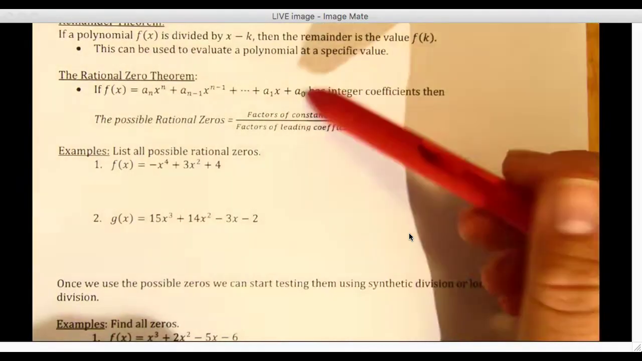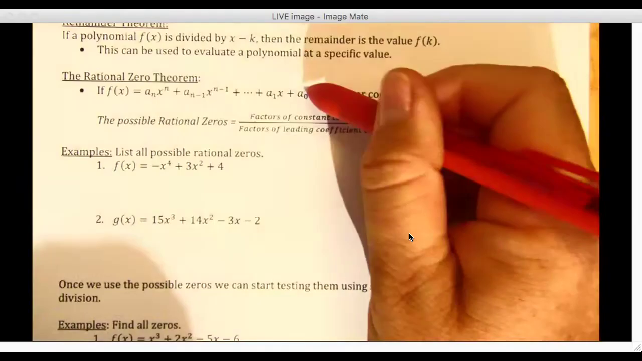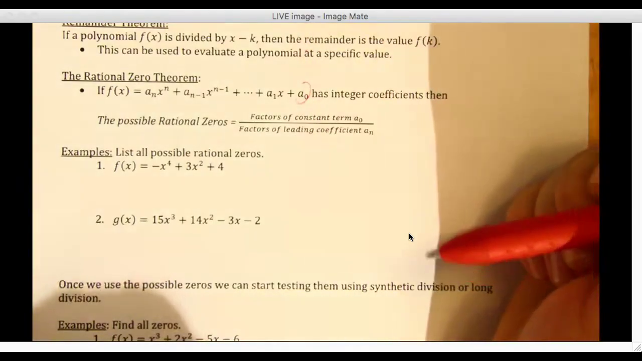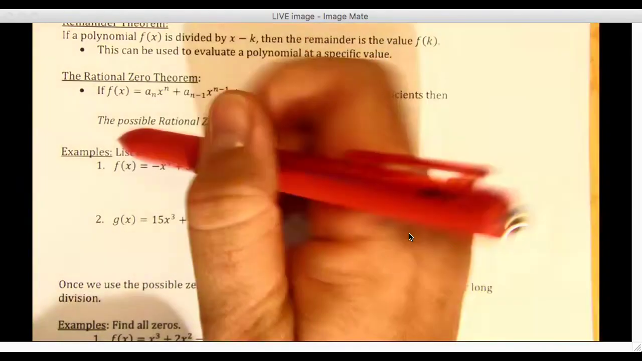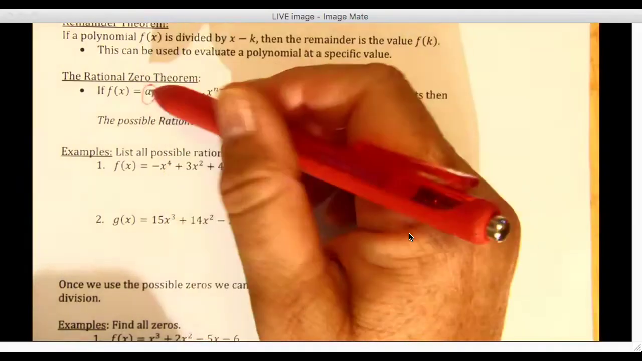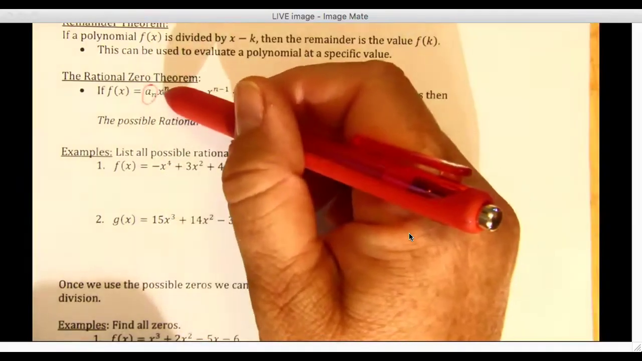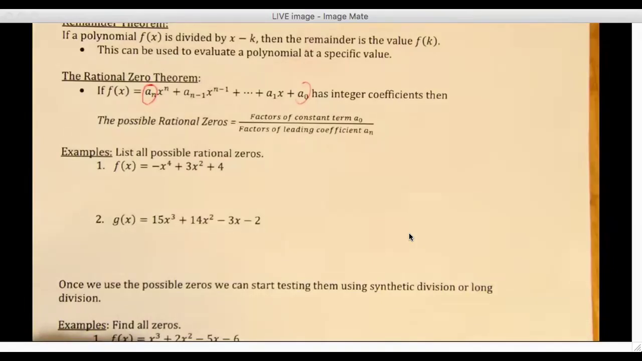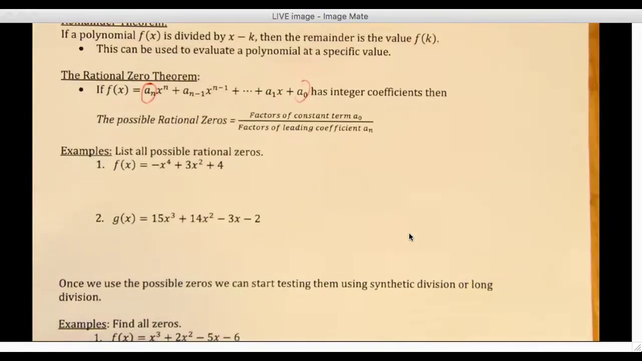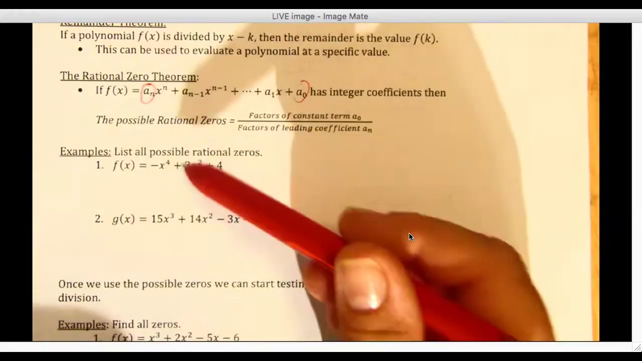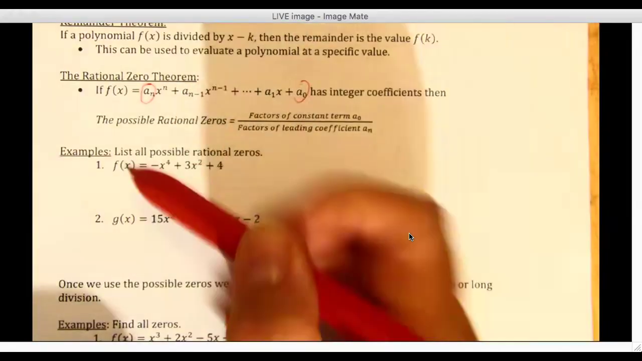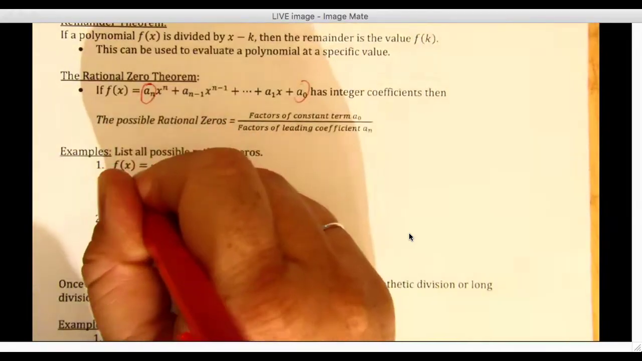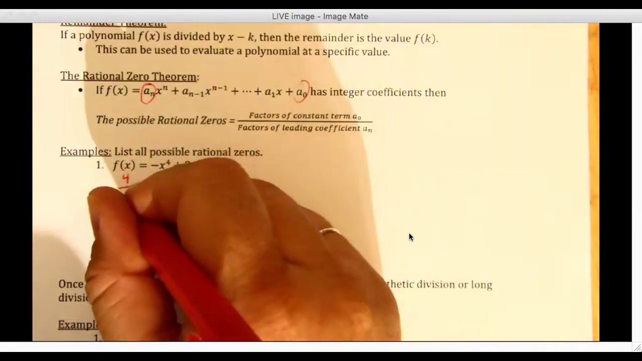What we're going to be looking at is the factors of the constant, this number on the end with no variable on it, over the factors of the leading coefficient, the number in front of the x with the largest exponent. So for these first 2 examples, we're just listing the possible rational roots. My constant is 4, and my leading coefficient is -1.